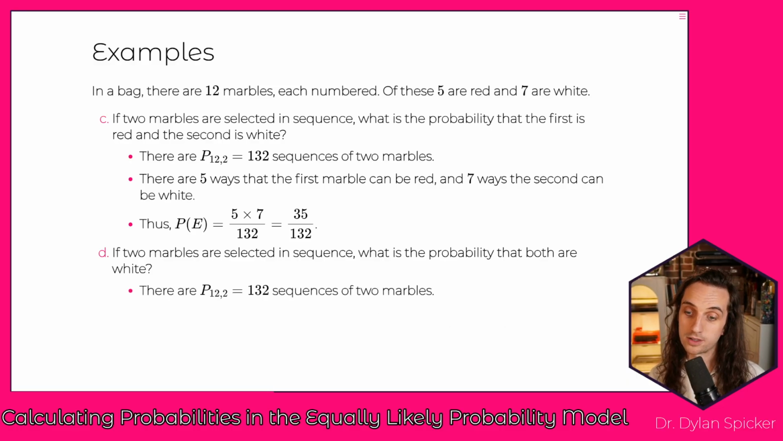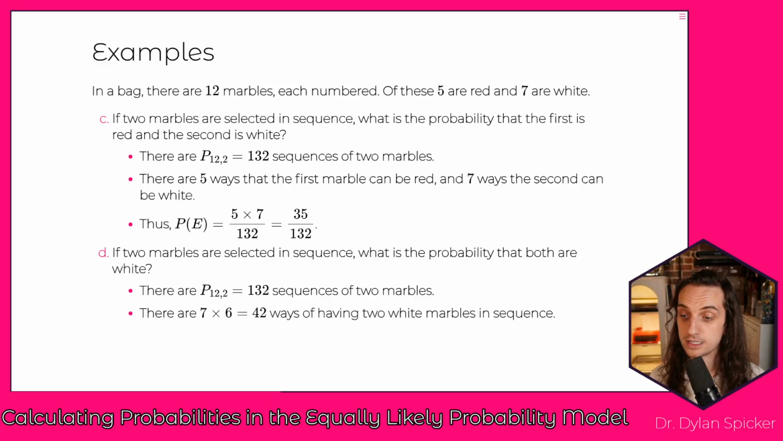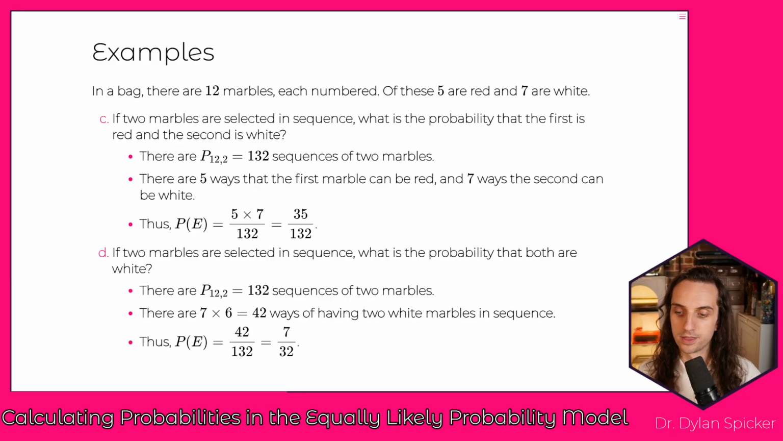And so again, we can walk through this. 12 permutations with 12 and 2, 132 total sequences, 7 times 6 or 42 ways of having 2 white marbles. So 42 out of 132, which simplifies down to 7 out of 22. So the probability that you select 2 white marbles in a row is going to be 7 out of 22.